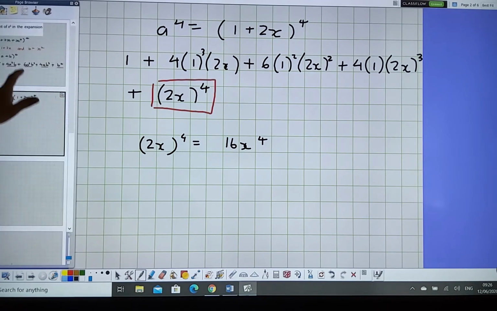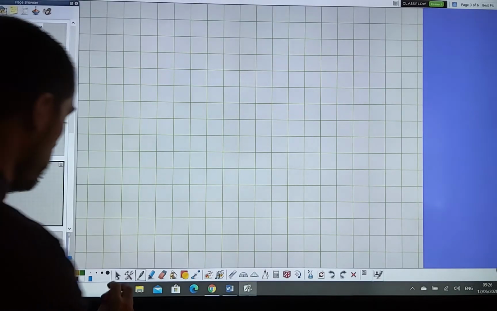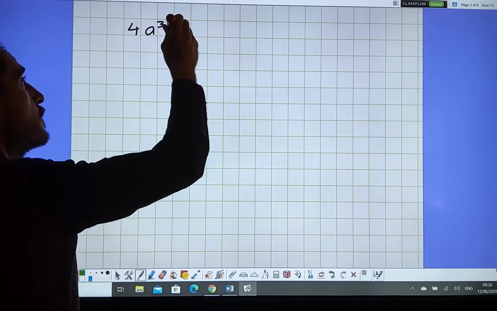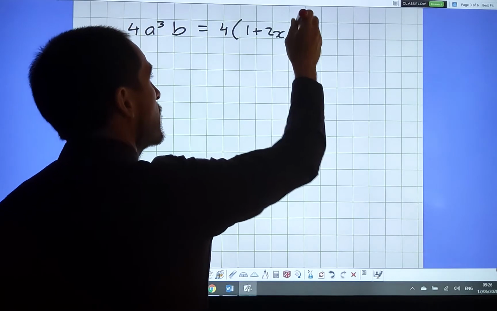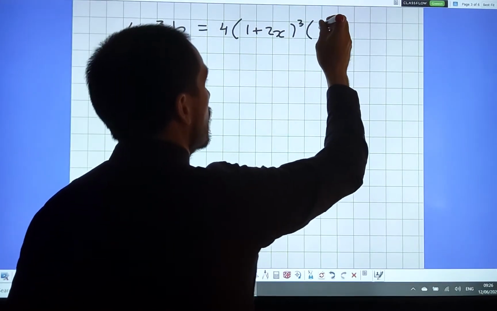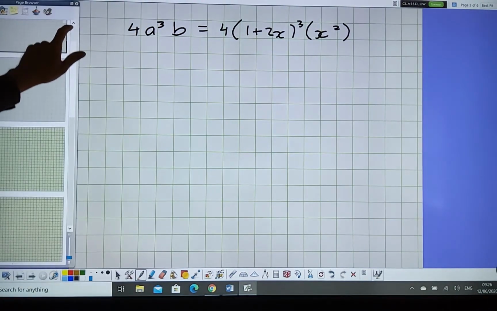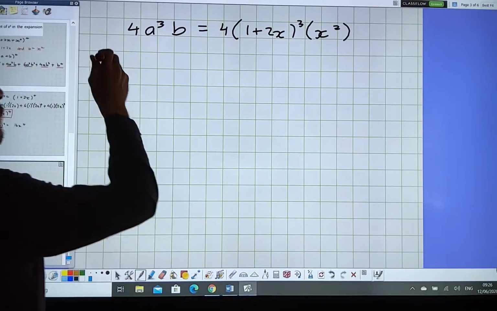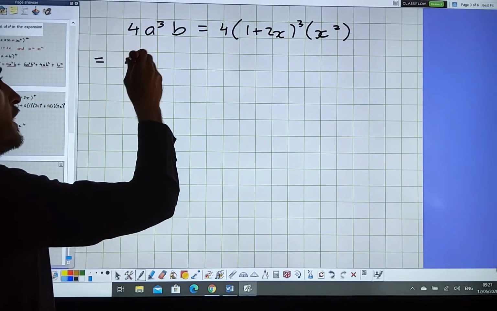Okay, the next part then we had was 4a cubed b. So we're going to work out 4a cubed b. That's 4 times (1 + 2x) cubed times x squared, because that's what b was equal to. If you look back at my original substitution, b was equal to x squared. So by using the binomial expansion, 4 times x squared is 4x squared, so we can leave that, that's fine.